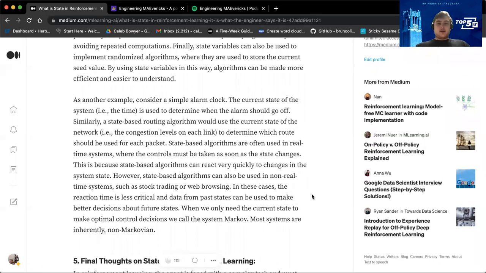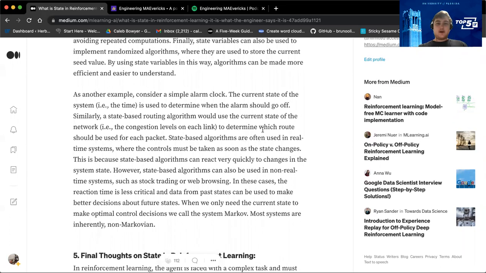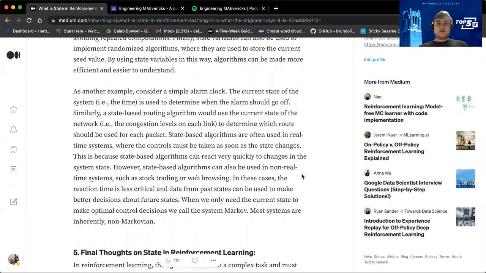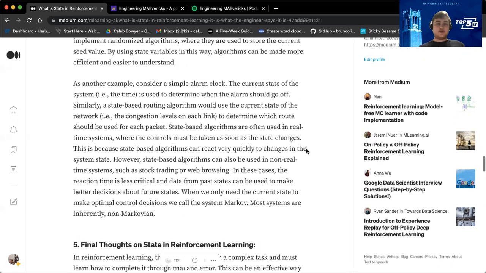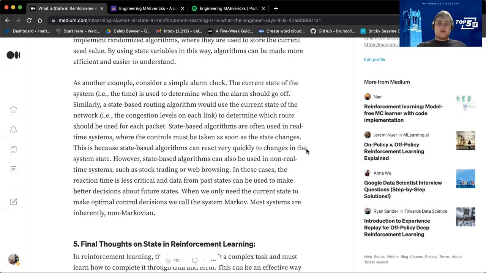As another example, consider a simple alarm clock. The current state of the system, that is the time, is used to determine when the alarm should go off. Similarly, a state-based routing algorithm would use the current state of the network, that is the congestion levels on each link, to determine which route should be used for each packet. State-based algorithms are often used in real-time systems where the controls must be taken as soon as the state changes. This is because state-based algorithms can react very quickly to changes in the system state.